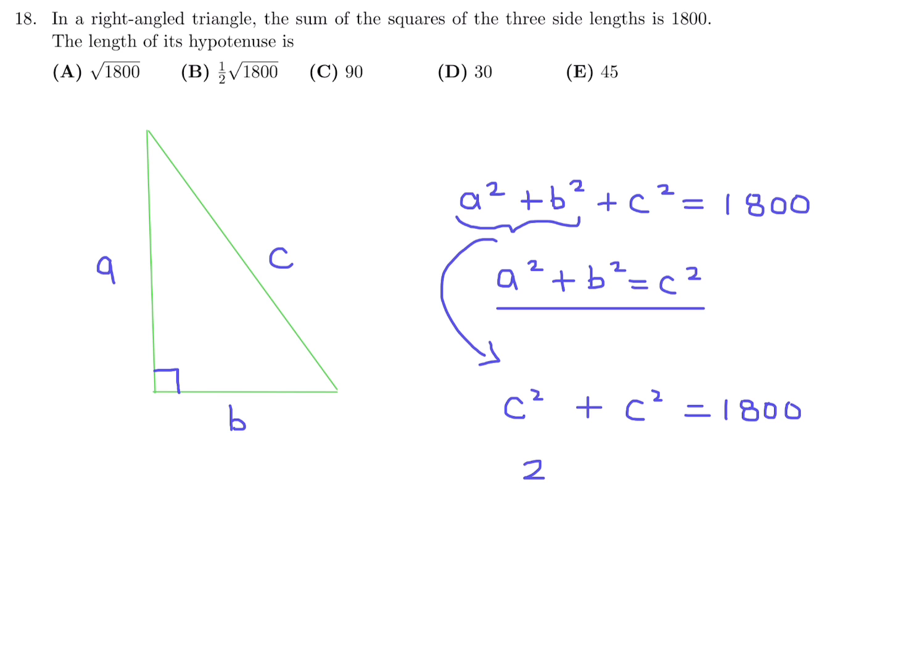So this becomes 2C squared is equal to 1800. Divide through by 2 and you get C squared equal to 900. Take the square root and you get C is equal to 30. So number 18, the answer is D.